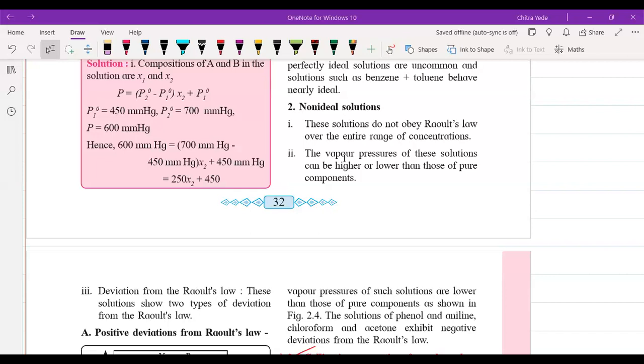Then during the formation of the solution, heat may be absorbed or may be released, right? So here, the change in heat energy cannot be equal to zero. Delta H is not equal to 0. It may be less or it may be more. Deviation from Raoult's law: these solutions show two types of deviation from Raoult's law.